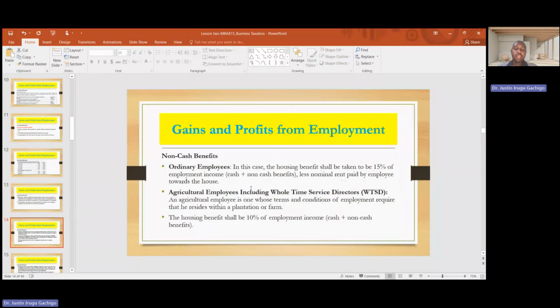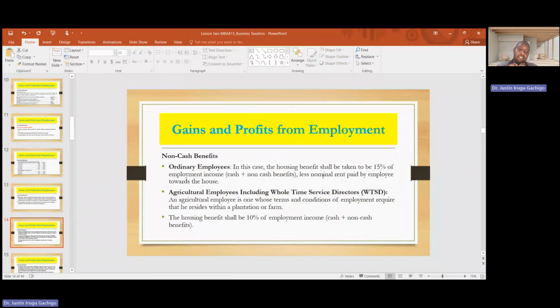So if you are an ordinary employee, your housing benefit will be 15% of your employment income. You get the cash plus non-cash benefit, you get 15% of that, then less the nominal rent paid by the employee, so less what you are actually paying. Let's say, for example, the 15% of your employment income is 50,000, but for the house that you stay in, you normally pay 1,000. The difference between 50,000 and that 1,000 is the amount that is going to be taxed.